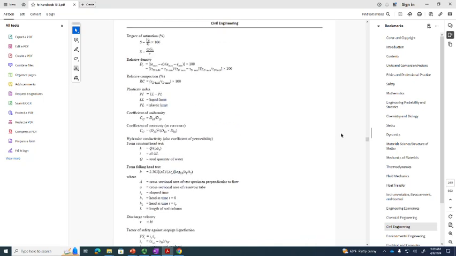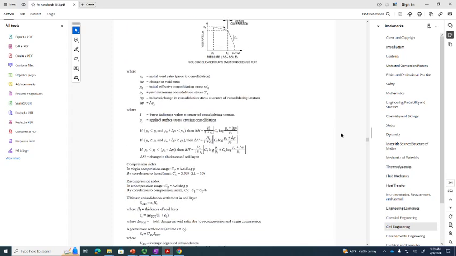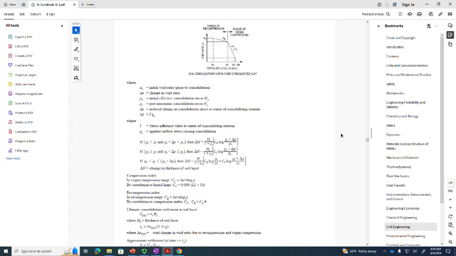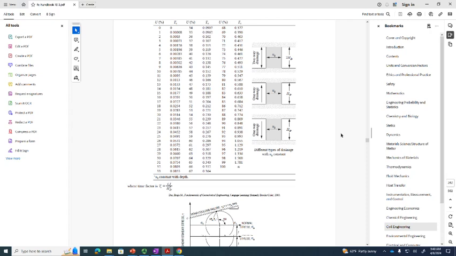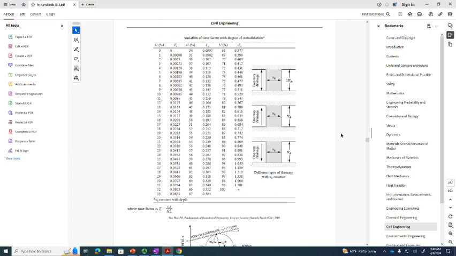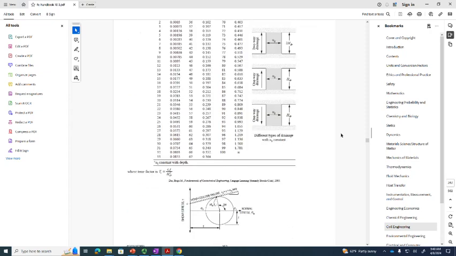Like we've got relative density, degree of saturation, here's all our consolidation, settlement calcs, C sub C, C sub R, all that stuff. Let's see, we've got our time factors. Y'all have seen this before, right? If you're in soils, I know you've seen this stuff before. More Coulomb failure criteria, tau equals C plus sigma tan phi.